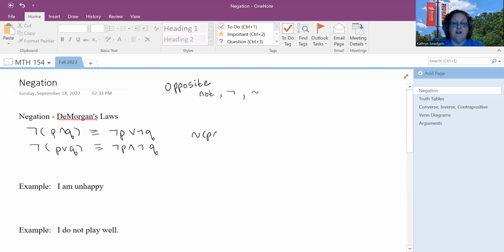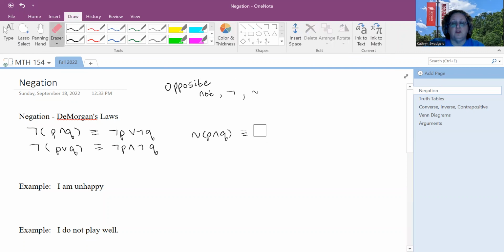Not P and Q is the same as not P or not Q. And not P or Q together is the same as not P and not Q. So let's look at a few examples.